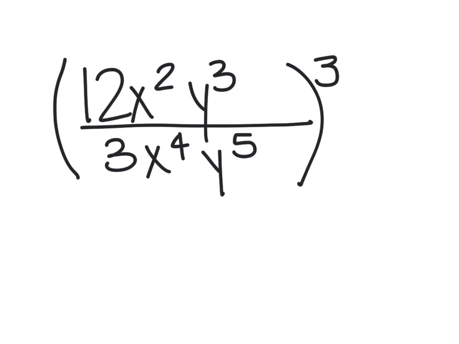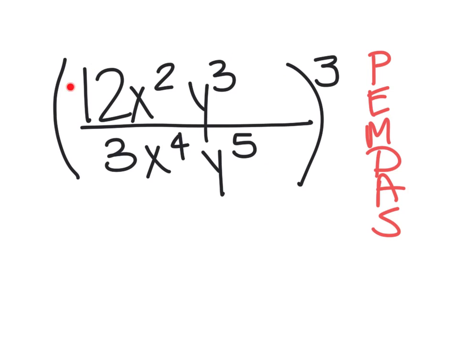So I have 12x squared y to the third divided by 3x to the fourth y to the fifth. When we do these, the first thing we want to do is simplify them, because think about your rules of PEMDAS. PEMDAS says you take care of what's inside the parentheses first. So we need to take care of all of this in here.